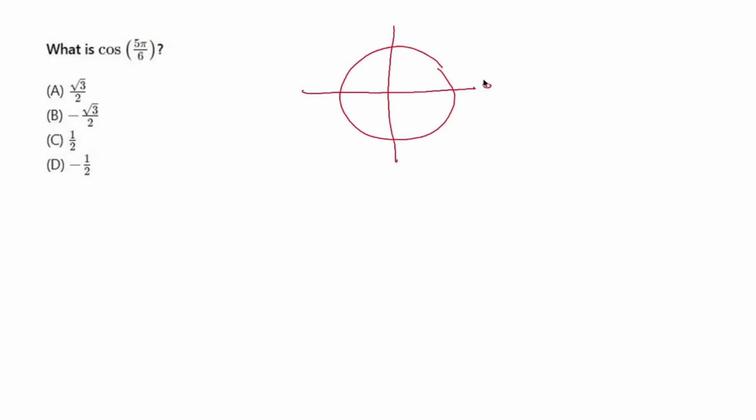Beggars can't be choosers. You're 0, you're pi, which means you're pi over 2, which means you're 3 pi over 2. When you're dealing with the unit circle, every quadrant has 3 dots living in it.